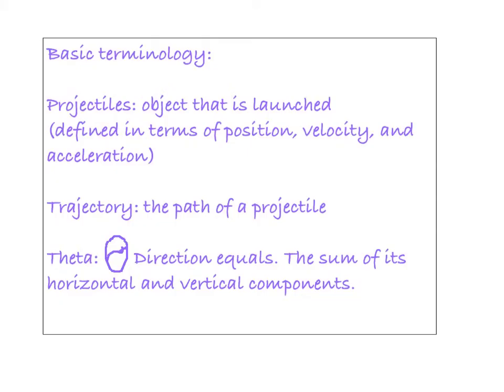Before we start these equations, there are some basic terminology that you're going to need to know. First off, projectiles. It's an object that is launched, in this case, the discus. It is defined in terms of position, velocity, and acceleration. Trajectory is the path of the projectile. Theta, represented by this Greek symbol, equals the direction of the sum of the horizontal and vertical components.